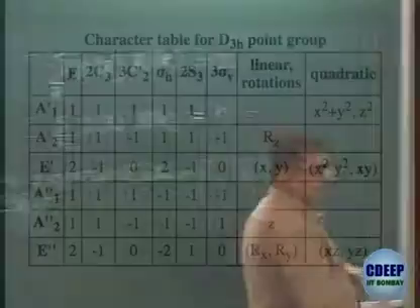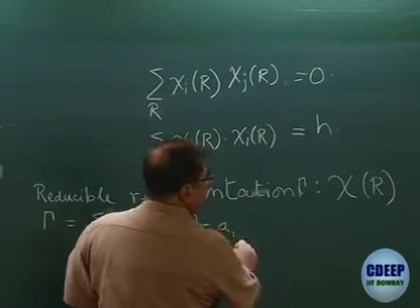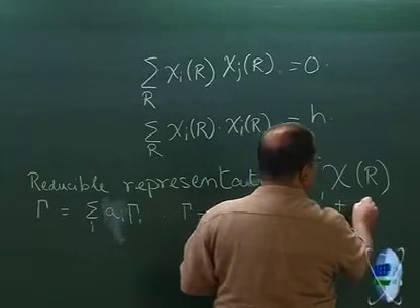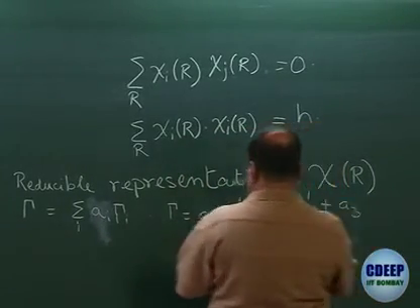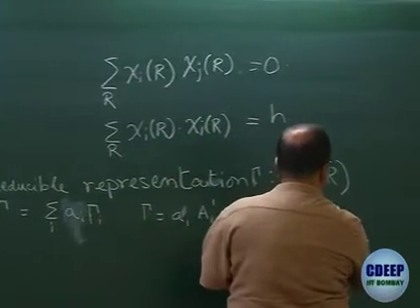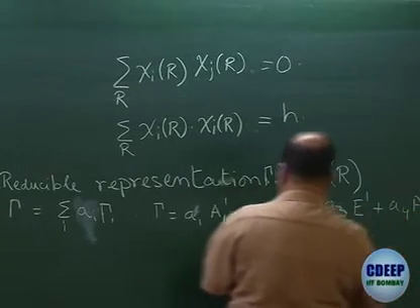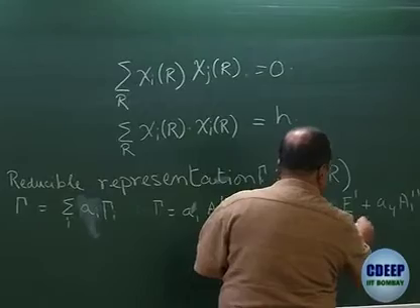What does that mean? If I go back to the character table, what are the gamma i's? This, right? So what I am trying to say is this: for any gamma, I should be able to write a1 multiplied by A1 dash plus a2 multiplied by A2 dash plus a3 multiplied by E dash plus a4 multiplied by A1 double dash plus a5 multiplied by A2 double dash plus a6 multiplied by E double dash.